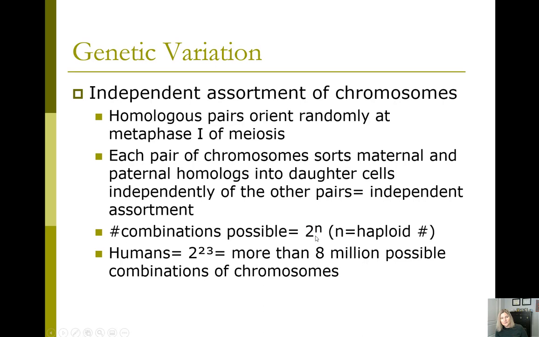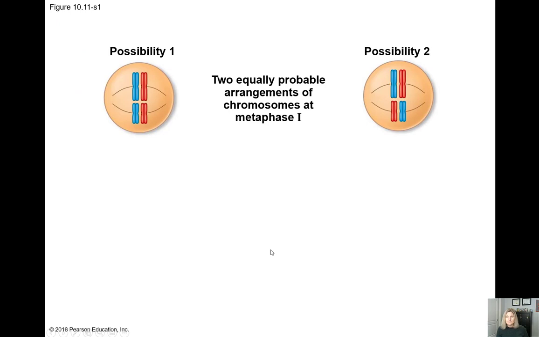So if I do 2 to the 23rd power, that makes it so that I have more than 8 million possible combinations of my chromosomes. That's a lot, okay? And that's just from that independent assortment of chromosomes. I'm not even talking about crossing over or random fertilization. So just that one step of independent assortment of chromosomes, I have 8 million possible combinations of my chromosomes, okay? So that's a lot of possibilities.